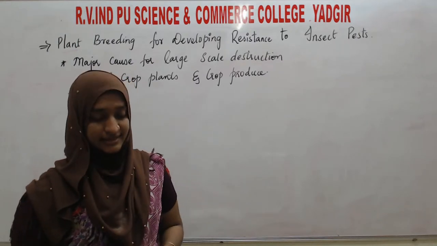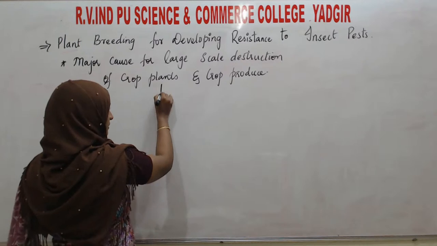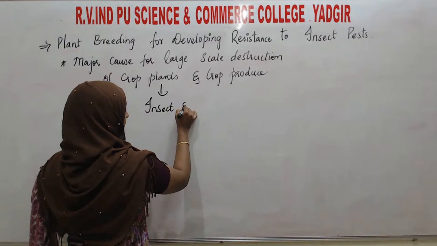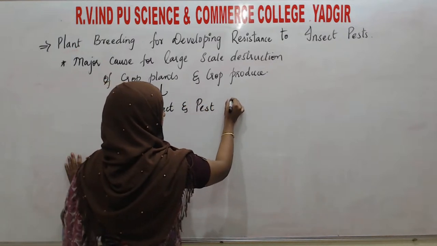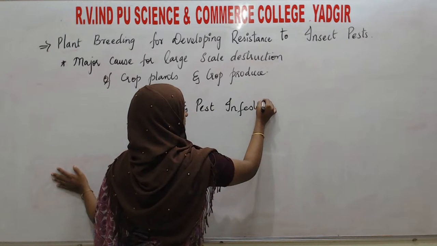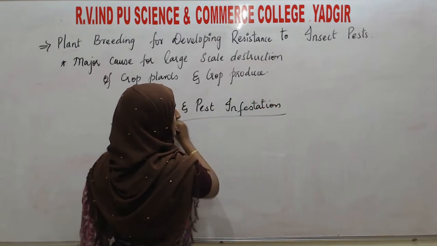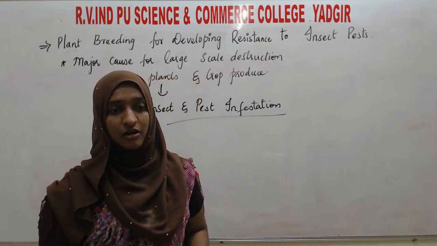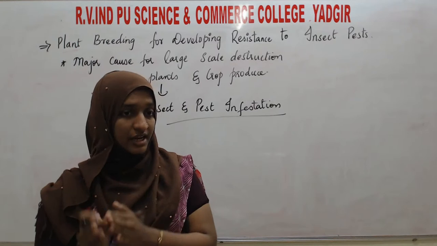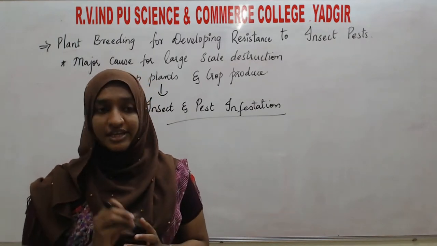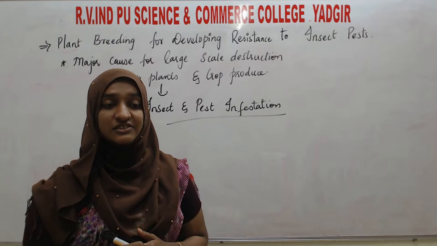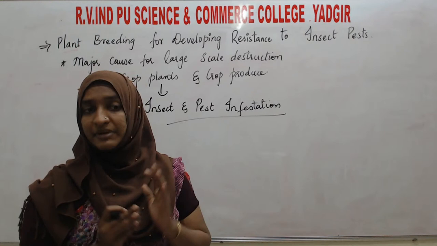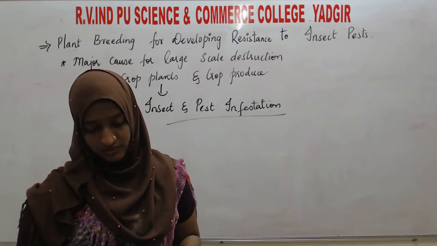So what it means is that it is by insect and pest infestation. They are boring, making holes in the grains, the cereals, pulses and all, and making the grains not fit to consume or not fit to eat. So like that they cause a major destruction, to whom? To the farmers.